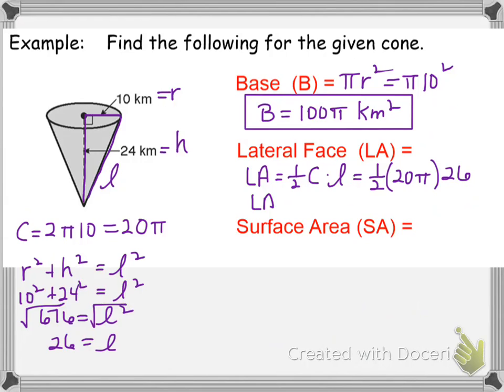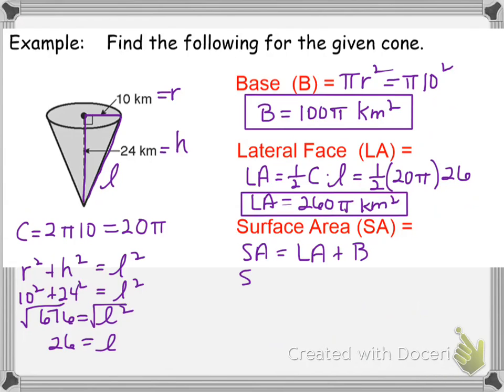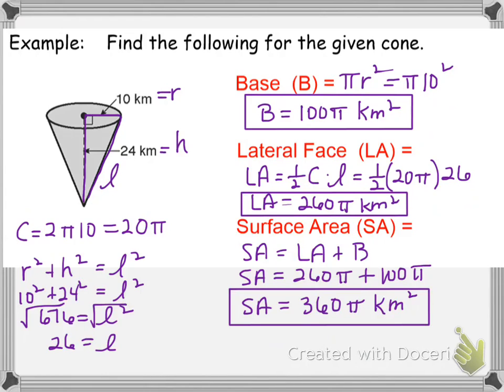So now we can simplify. So we have 1/2 times 20 pi times 26, which is giving us a total of 260 pi kilometers squared. So again, once you have these two pieces, it's just a matter of putting them together for your surface area. So it's your lateral area plus 1 base. Lateral area was 260 pi. Your base was 100 pi, so that's giving you a grand total of 360 pi kilometers squared.